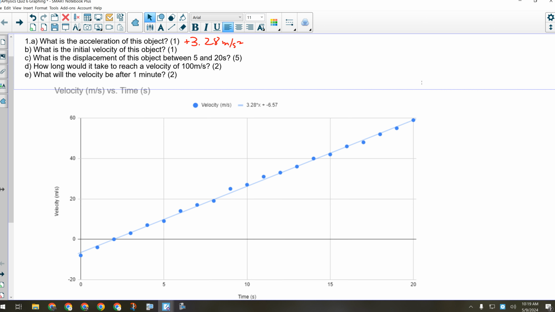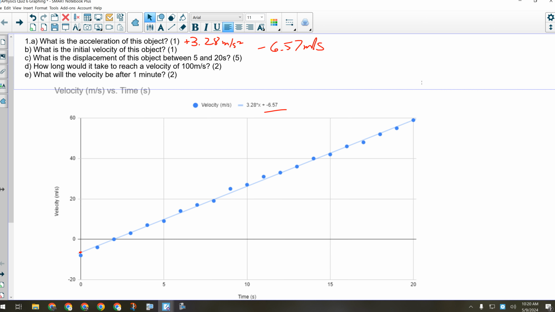What's the initial velocity of this object? Initial velocity means how fast was I going at time 0. So how fast was it going? Negative 6.57. Exactly. The y-intercept tells me how fast the object was going and in what direction, because it's a velocity-time graph, at time 0, and that number happens to be negative 6.57 meters per second. That's that graphical interpretation stuff.